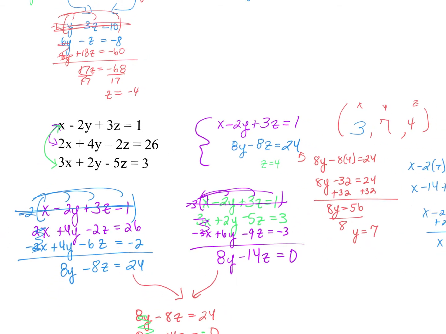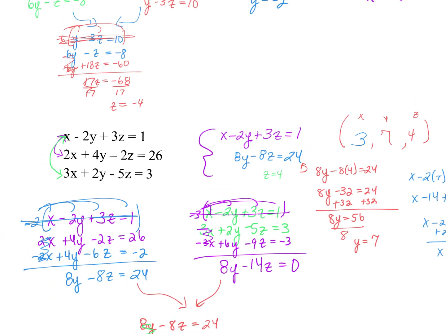So now go to the second equation. 2x. So 2 times 3 plus 4 times 7 minus 2 times 4. And when I hit enter, I should get 26, which I do. And then the last one, 3 times 3, because our x value is 3, plus 2 times y is 7. And then I have minus 5 times 4. When I hit enter, I should get 3. And I do. So our ordered triple is correct.